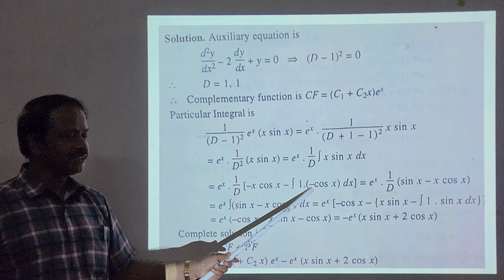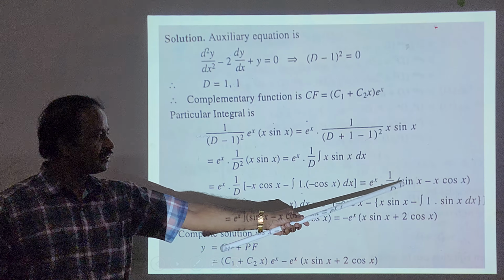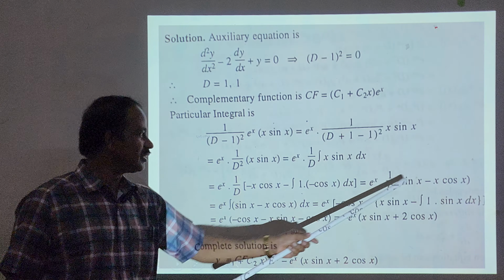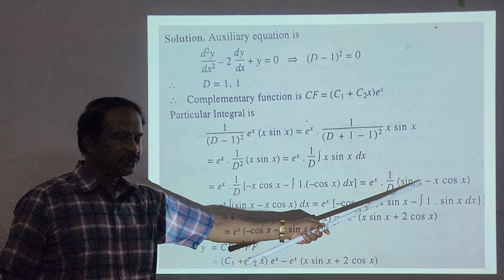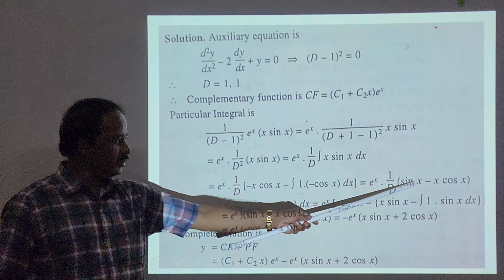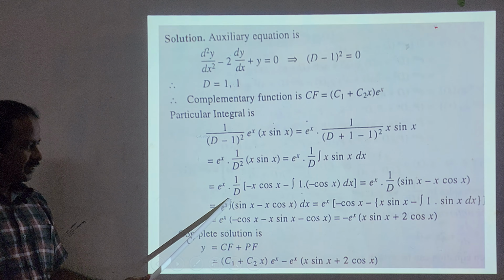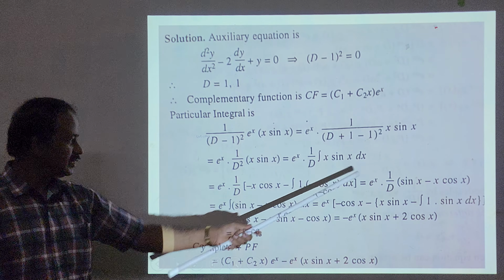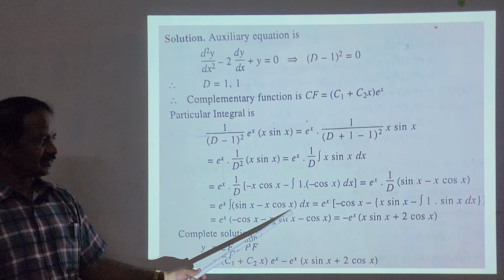What about the integration of minus cos x? See, we get minus sin x. So 1 by d gives sin x minus x cos x. We have done this. Now we will have to integrate again once. So we will have to integrate e power x, instead of 1 by d, we will have to integrate sin x minus x cos x.